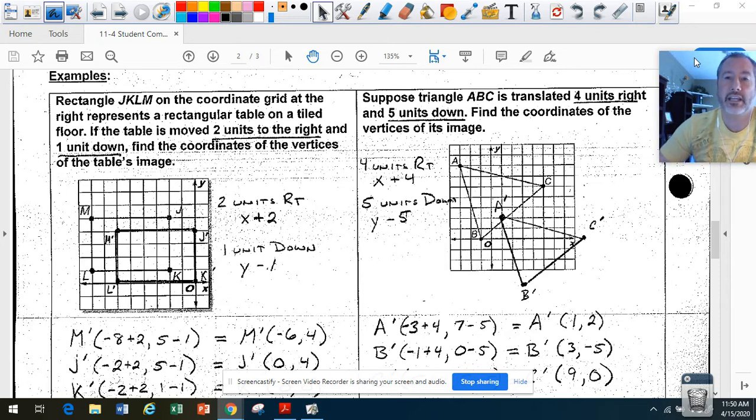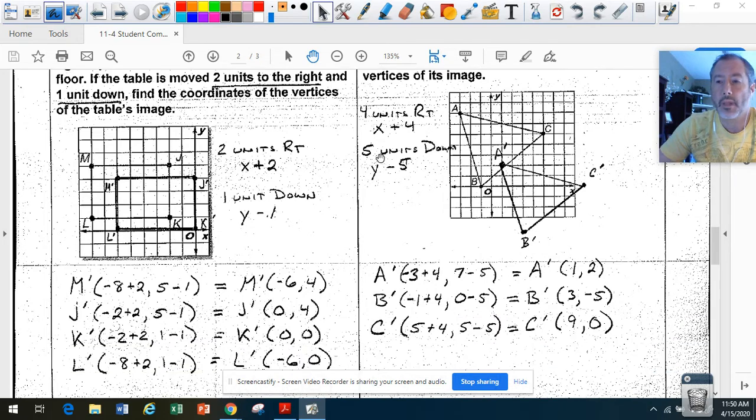Okay, so let's see what we have here. Here is our original shape, this triangle tilted on its side a little bit. We're going to translate that now. Let me move this up a little bit to give us some more room. We're going to start with A.